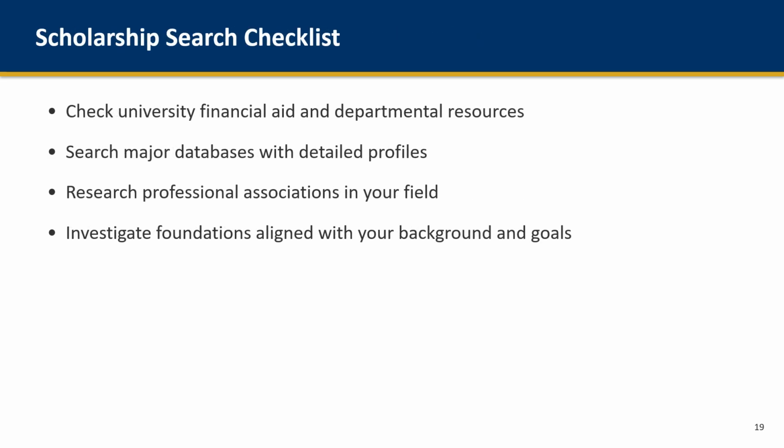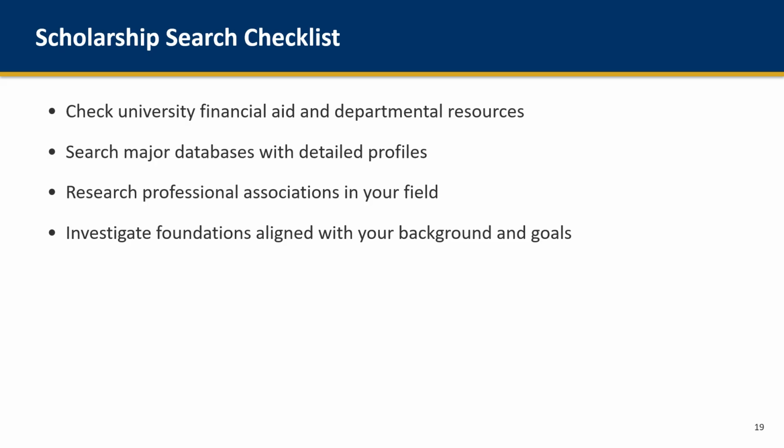Use this checklist to ensure comprehensive scholarship searching. Check University Financial Aid Office resources. Make an appointment specifically about graduate scholarships. Check departmental websites and ask graduate program staff about field-specific opportunities. Search major scholarship databases with detailed profiles. FastWeb, scholarships.com, College Board, and similar sites aggregate thousands of opportunities. Complete detailed profiles to receive relevant matches.